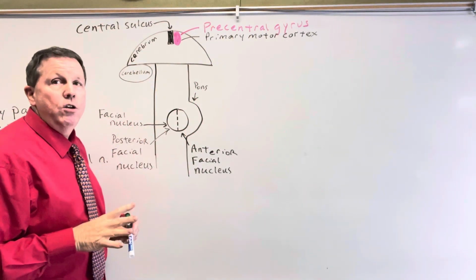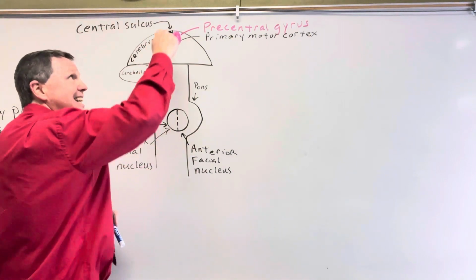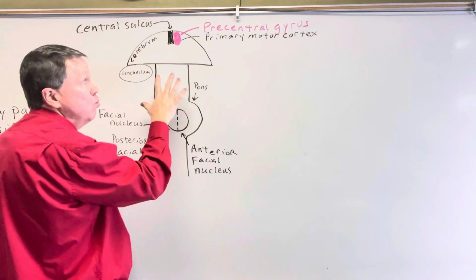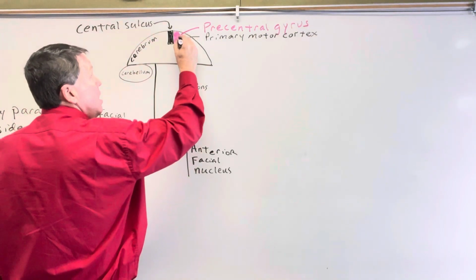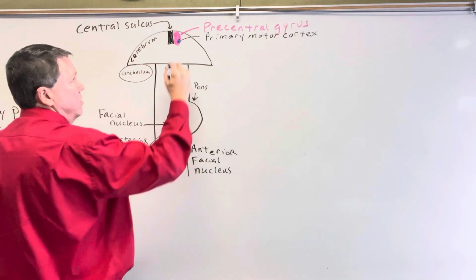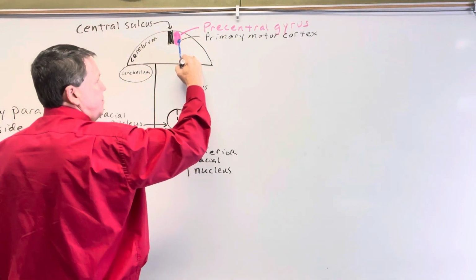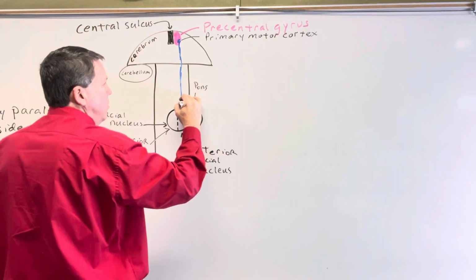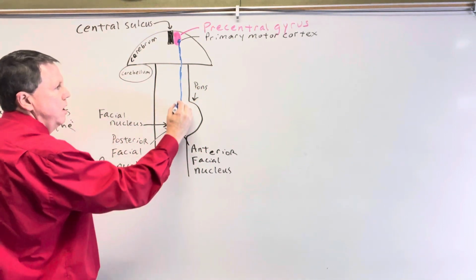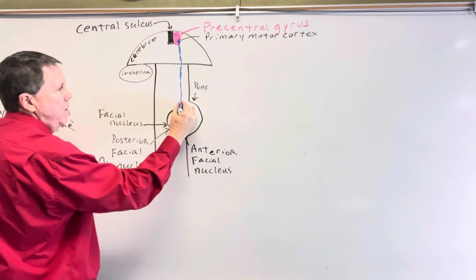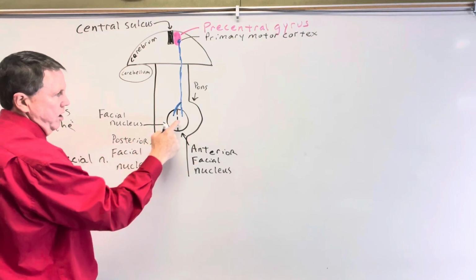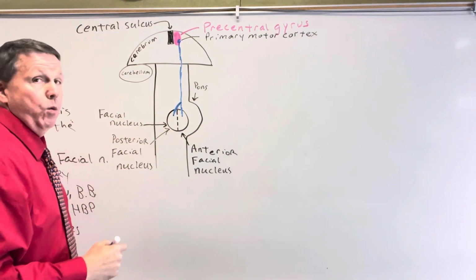Now what I need you to do is pretend like this is on the other side of the brain and it's going to cross over to this side. I'm going to draw that in just a minute to make it make more sense. But for right now, this is okay. So here's my primary motor cortex. So this tract is going to come out of here, and it's going to come down and go into the anterior facial nucleus, but it's also going to go into the posterior facial nucleus. So you see it's in the front and the posterior portion.